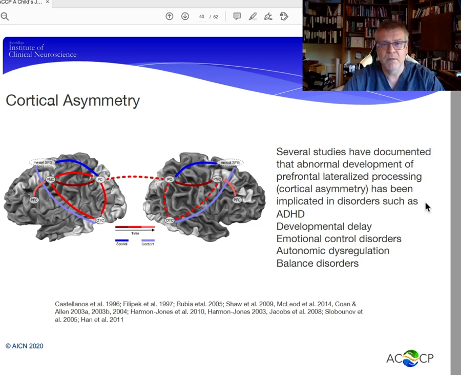So basically, when we have asymmetric development of networks, we know the asymmetry because we've measured these. I published some papers on depression and asymmetry a couple of years ago, and presented at a number of conferences on a variety of different conditions. But ADHD, developmental delay, emotional control disorders, autonomic dysregulation, and balance disorders are all highly implicated or highly comorbid, I suppose is a good word, with cortical asymmetry.